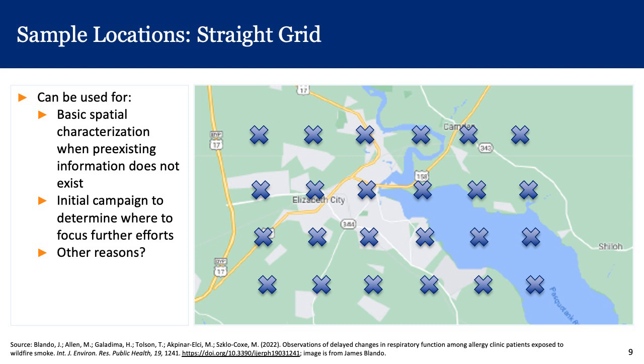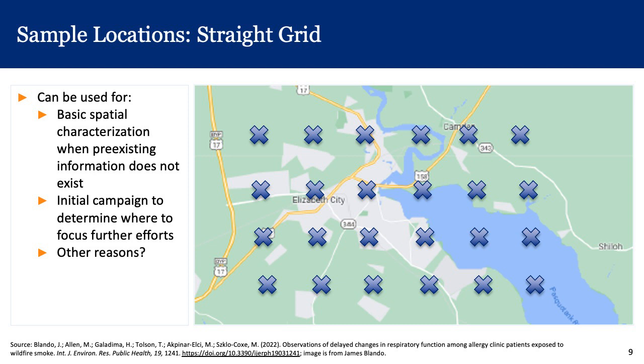Certainly, this would still be applicable to other media, whether it's soil or water sampling as well. But in this case, if I didn't have any pre-existing information and I simply needed to know what the basic spatial characterization of air pollutants is in this given area, one way to approach that would be to do what's oftentimes referred to as a straight grid. Basically, I take uniform distances and I just measure equally across the area to give me some basic spatial characterization of what the pollutant concentrations might be.